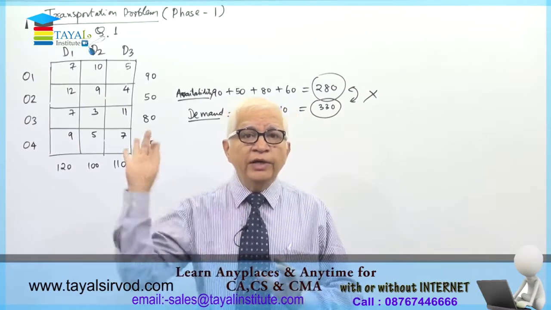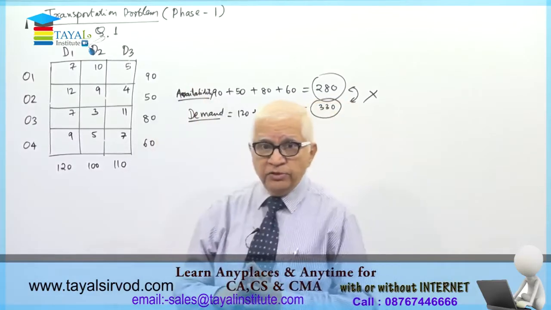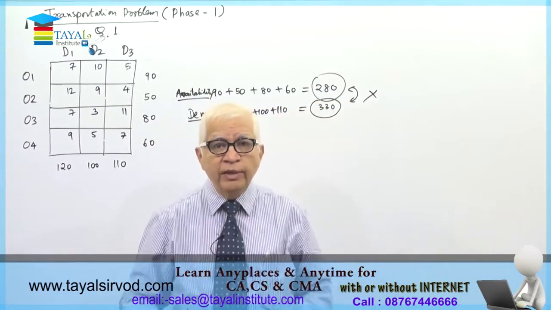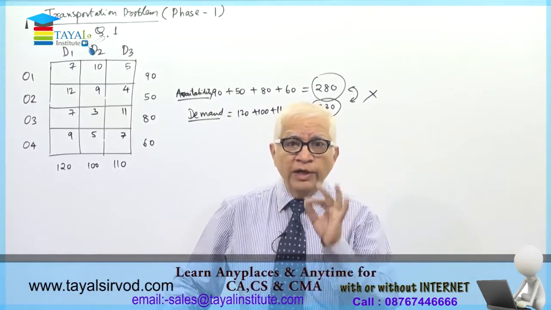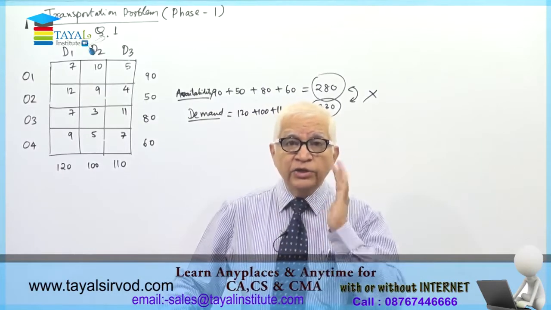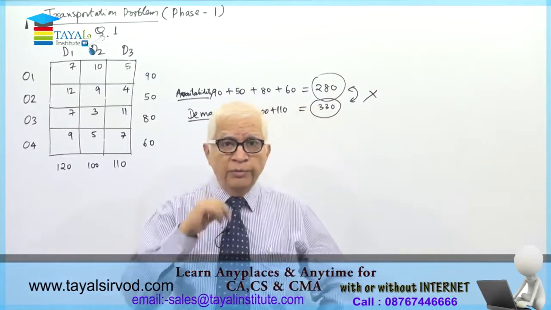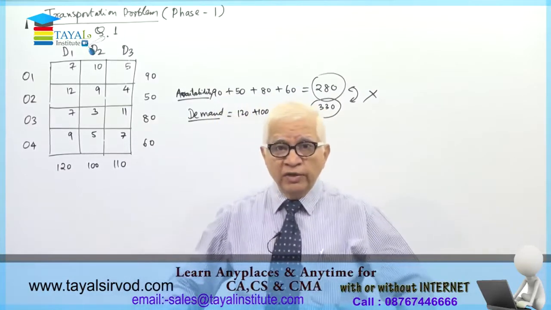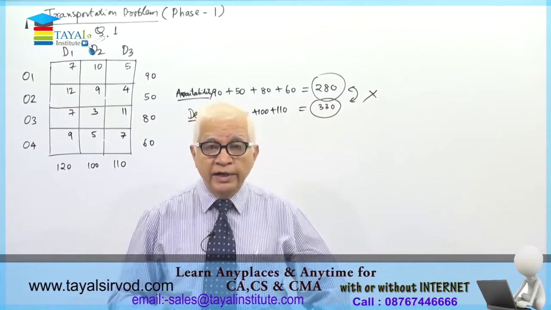The total availability here is 280, which is nothing but 90 plus 50 plus 80 plus 60. 280 units are available. 330 units are demanded, which is nothing but 120 plus 100 plus 110. 330 units are demanded, 280 units are available. What we immediately note is we will not be able to satisfy the entire demand, we will be able to satisfy demand only to the extent of 280.